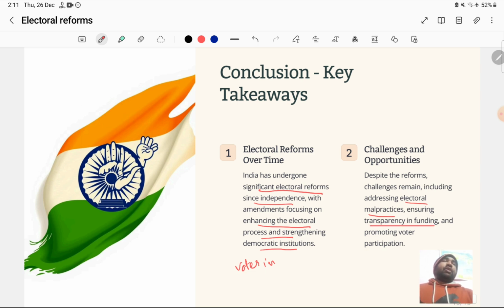But we all know that India is the largest democracy, and in India the elections are much smoother than in many countries that rank above in the democratic indexes. So this shows how much our electoral reforms have resulted in providing India with transparent and fair elections.